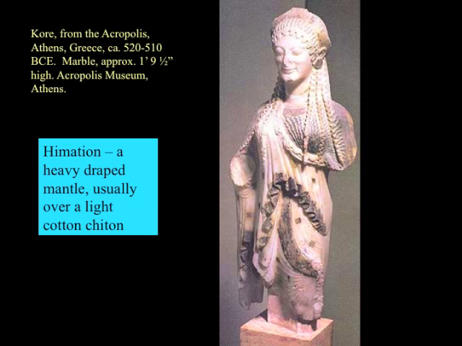So this is another example of a kore, also from the Acropolis. This one's a little bit later than the previous example. And rather than wearing a peplos, this woman is wearing something called a himation and a chiton. The himation is a mantle which drapes over a lighter cotton chiton. And this is kind of what I think most people tend to think of when they envision traditional Greek garb.